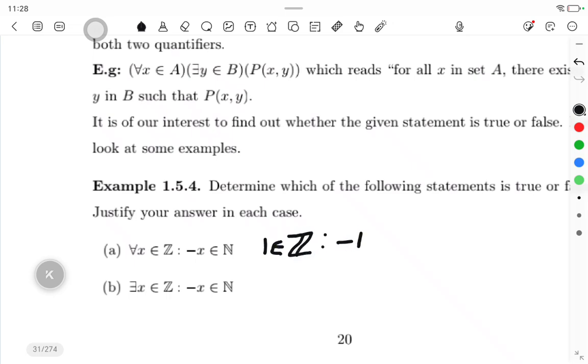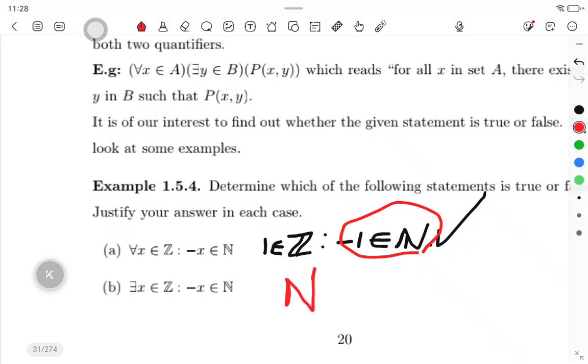Is this true? Does this look true? Is 1 an element of an integer such that minus 1 is an element of a natural number? Because we have checked there that the natural numbers are the numbers from 1 up until infinity. So we realize that this is not true. This will be false. That's why here we are going to say that this is false.